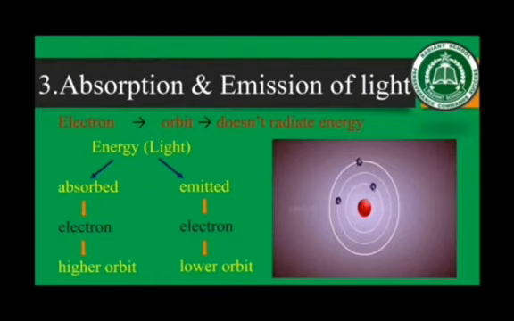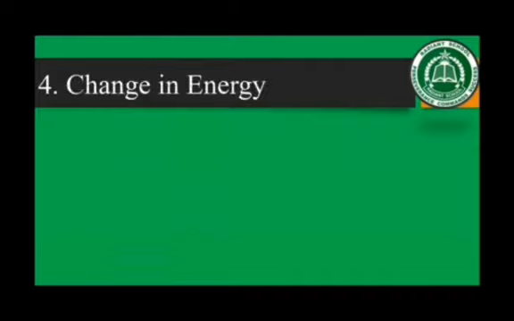Let's see. When an electron absorbs energy, it moves to an upper level. It becomes excited and moves to the upper level, and by releasing energy, it falls back down into the lower energy level. How can we find how much energy is absorbed or released? The next postulate helps us to calculate the change in energy.